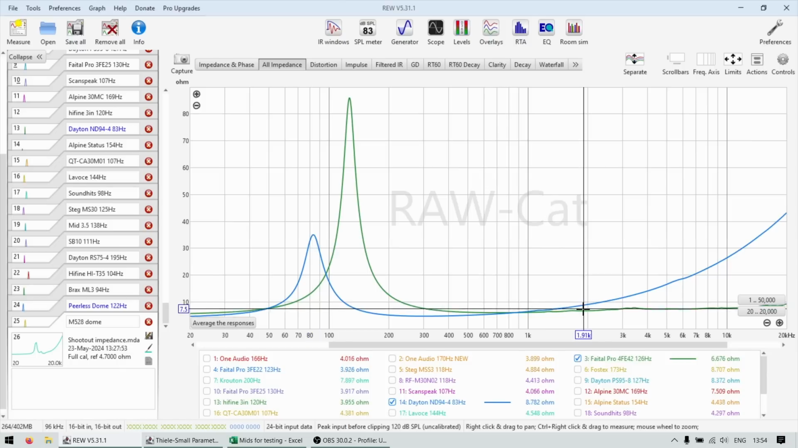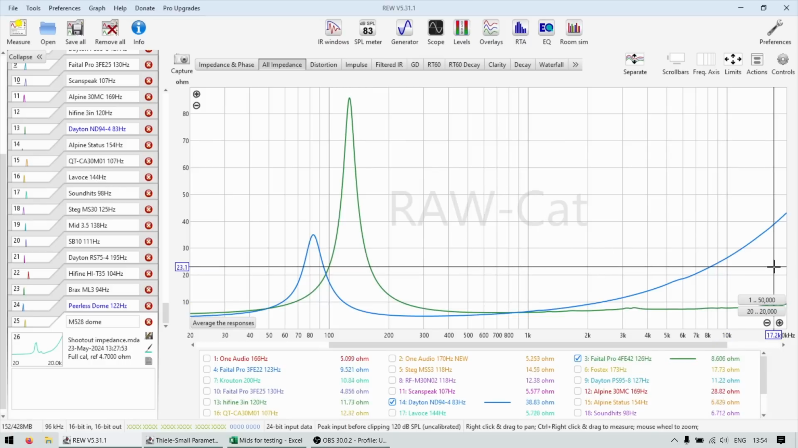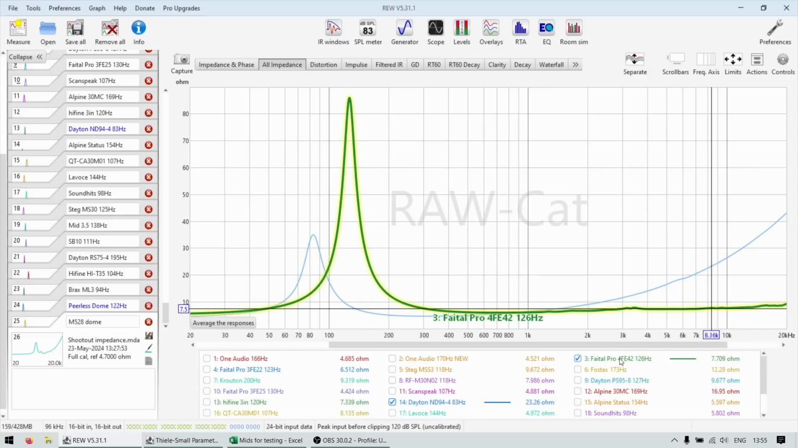And inductance is one of the most important things, because inductance is directly correlated to the distortion of the driver. Basically, the lower the inductance, the cleaner the driver is, and the better the top end extension it has. Since these are mid-range drivers, some of them can be used as full range all the way up to 20K. So if the inductance is very low, such as in this Fatal Pro F4FE42, it can play all the way up to 20K. So these are the three main things that I think are the most important.